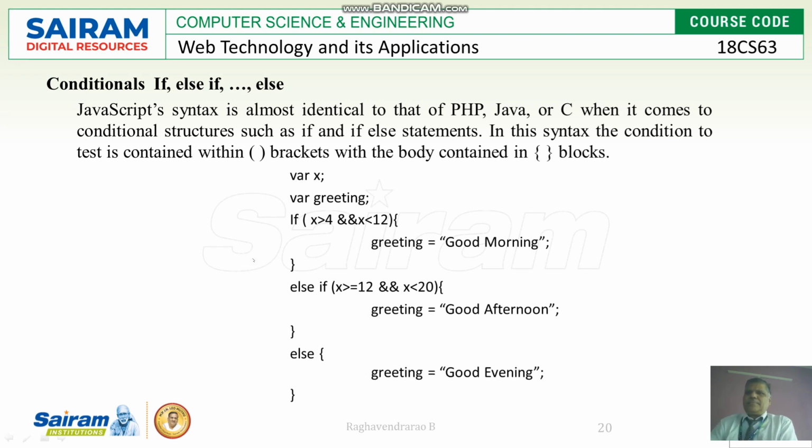The example shown here is a variable greeting. If x is greater than 4 and x is less than 12, timing, greeting equals good morning. Variable x is defined over there. Else if x is greater than 12 and x is less than 20, it says good afternoon, and otherwise greeting is good evening. So this is a conditional statement. According to the value, it executes accordingly. It is the normal C language concept.